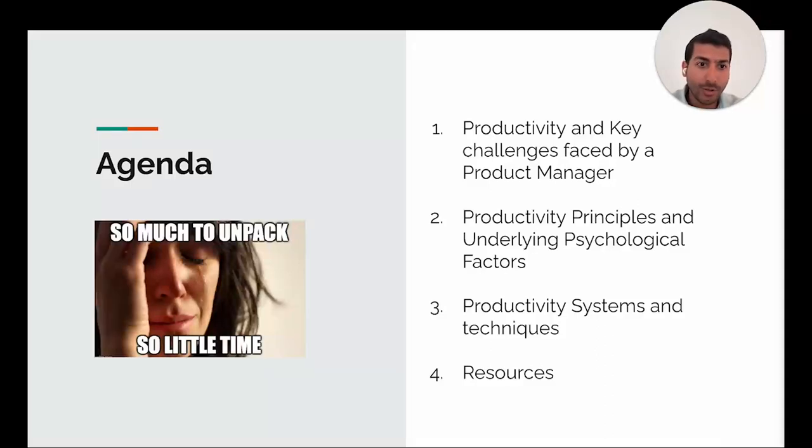Here's a quick preview of what we are going to be covering today. We'll start with taking a look at how productivity can be defined and the key challenges faced by a PM. We'll then move on to looking at some key productivity principles and the underlying psychological factors at play. And the last aspect we'll cover is to look at a few examples of productivity systems and techniques that you can use in your current role. I'll then wrap up with some resources for those of you who might be interested to dig further into this topic.